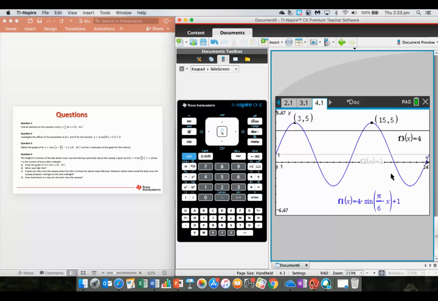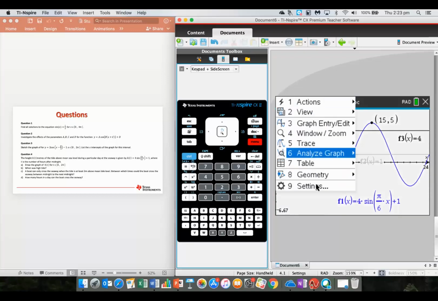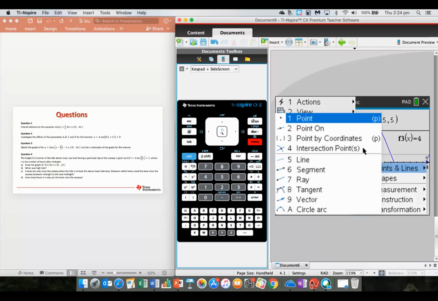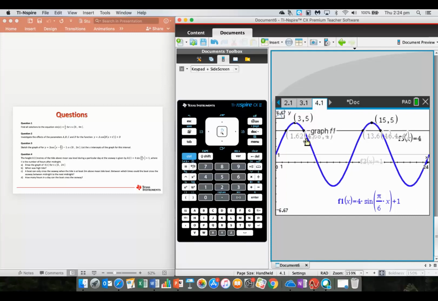So again, I'm going to do that using the geometry tools. So menu, geometry, points and lines, intersection points. So I'm looking for the black line and the blue line, and that shows me all of the points where the tide is above 4 meters high.